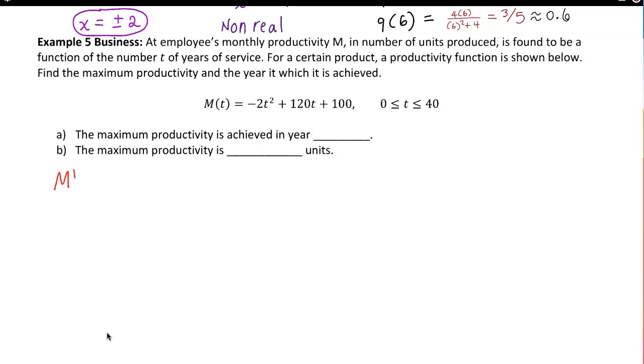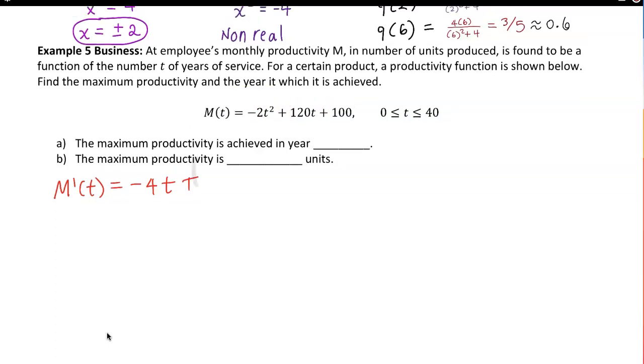So what I will do is find M prime of t. If I find the derivative, I will get negative 4t to the first power plus 120, and the 100 will just go to 0. Hey, I'm getting distracted over here. I see what's going on here. They're only letting Vivian work for 40 years. The maximum is 40 years. After 40 years, she has to go.